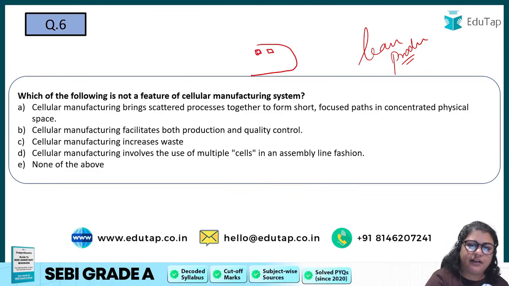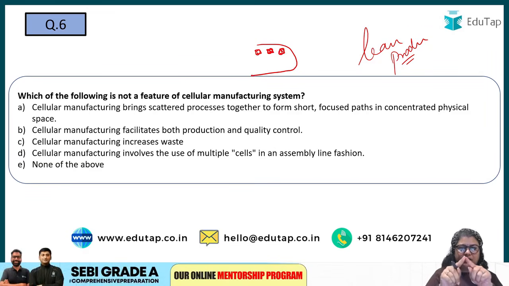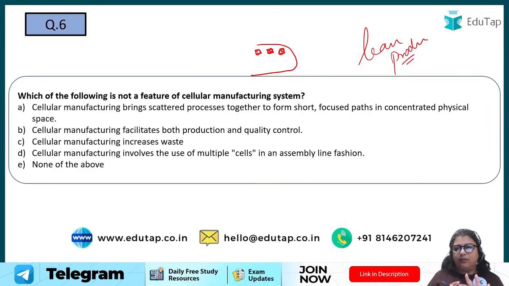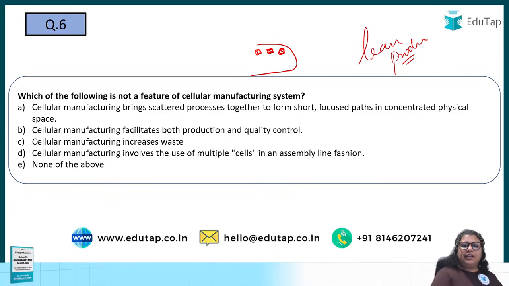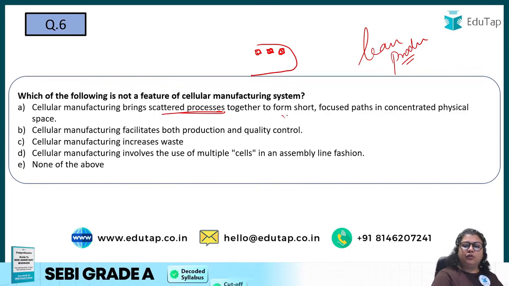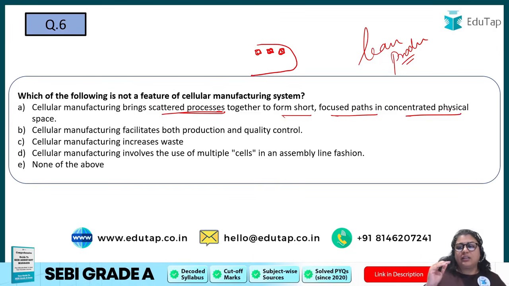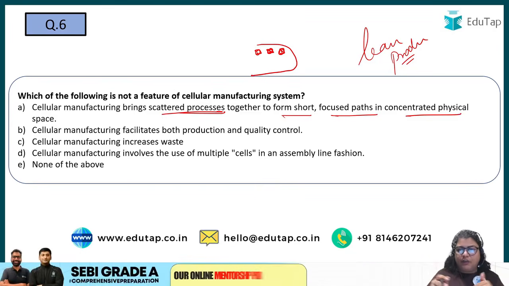One activity here, one activity here, and one activity here. So in different cells, and then it is shown in a U-shaped format, right? So that is a cellular manufacturing production system. Do you remember that? So basically here we have small cells. So let us see which is not a feature of cellular manufacturing system. First, it brings scattered processes together to form short focused parts in concentrated physical space. So yes, in concentrated physical space.